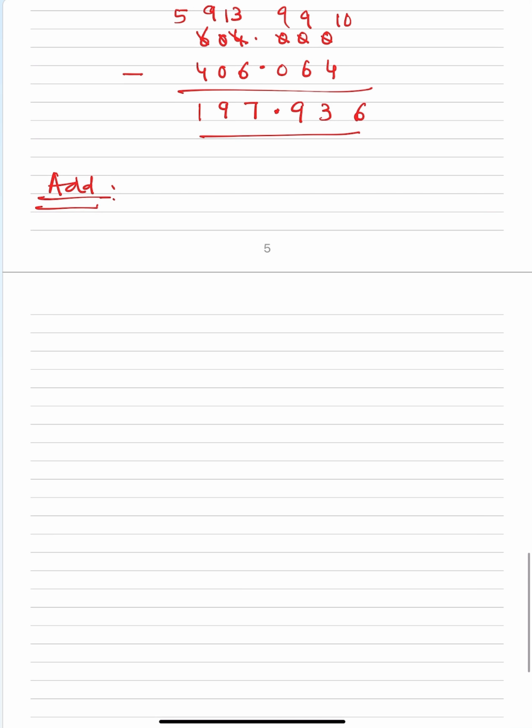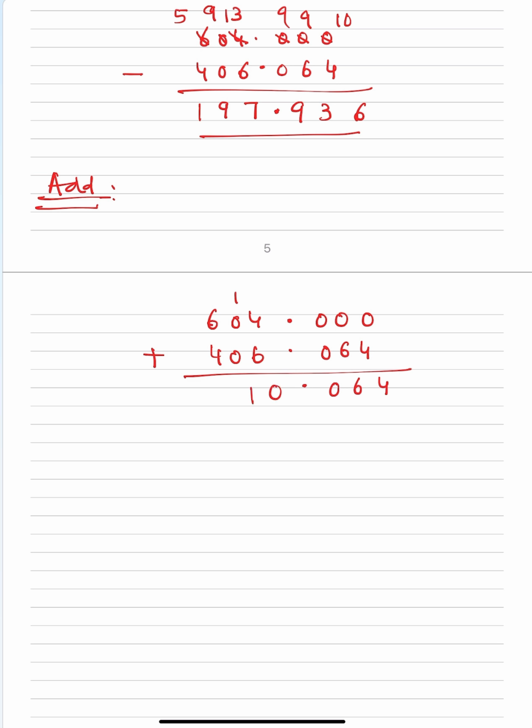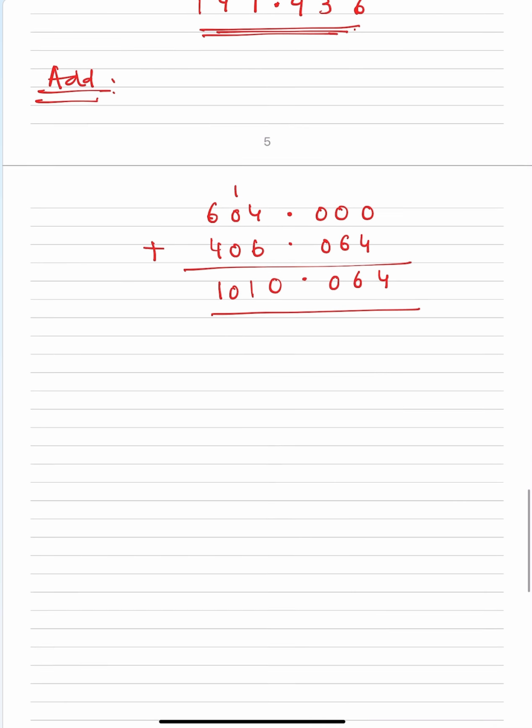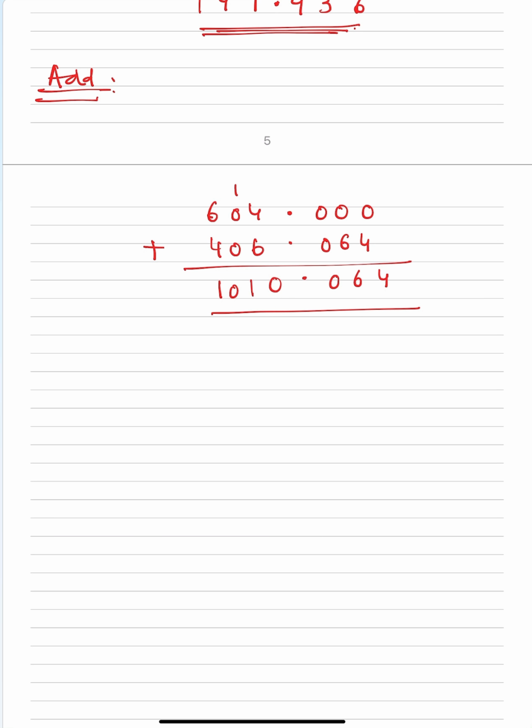So here I'll write 604.000 plus 406.064. This will be 460 decimal point 0 1 here 1. 6 plus 4 is 10. Now what will we do? We will subtract 197.936 from this 1010.064. So let us subtract, because we want less than that sum.